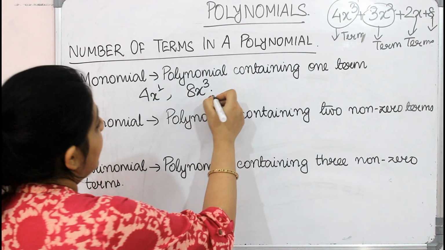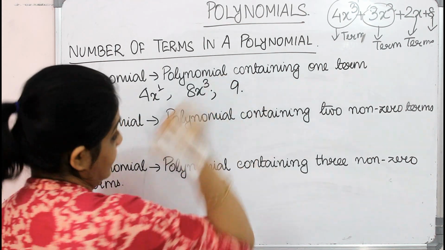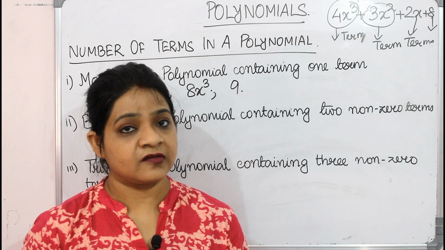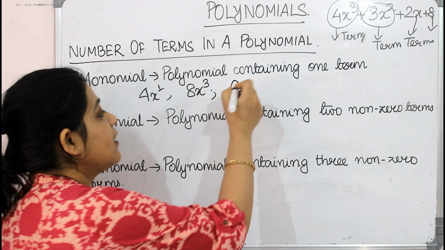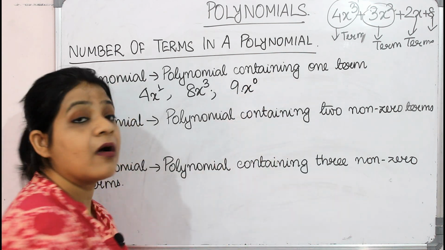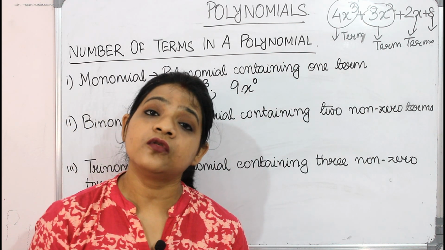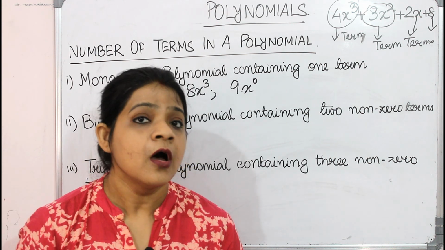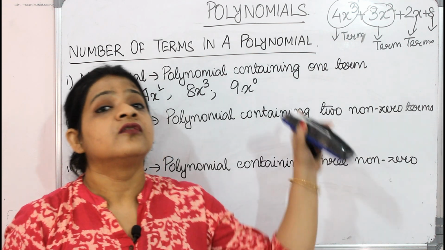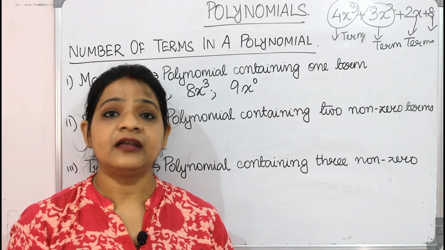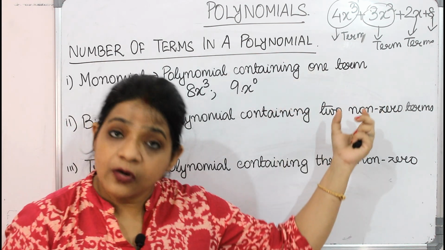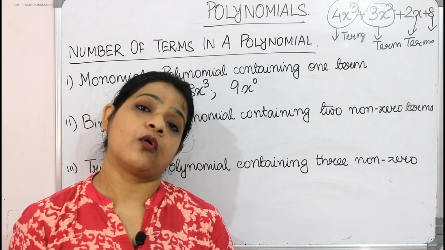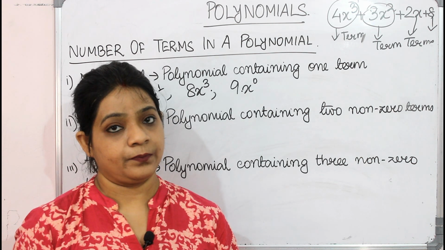Then I can take the example of 9. What is 9? 9 is also a monomial expression. Why? We can write 9 as 9 into x to the power of 0. So 0 is also a whole number that comes under the category of positive integer exponent. So this is also a polynomial, and since it consists of only one term, we call it a monomial.